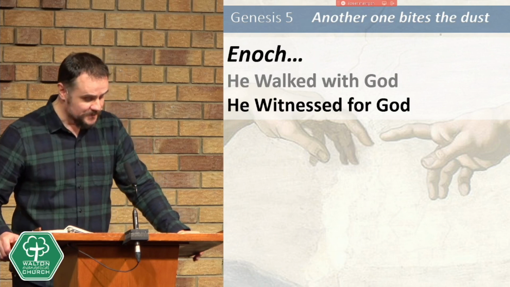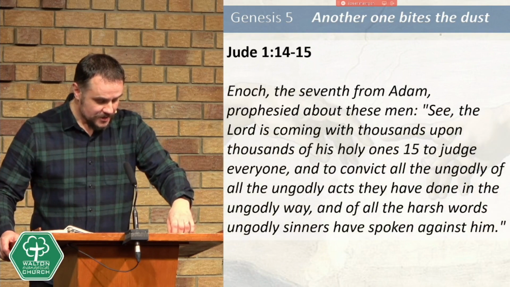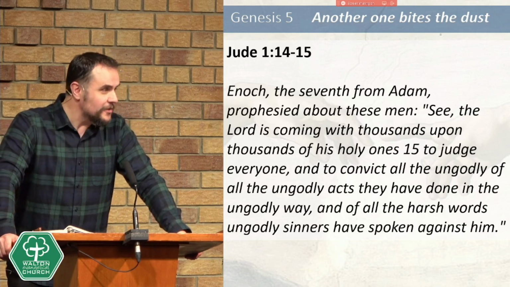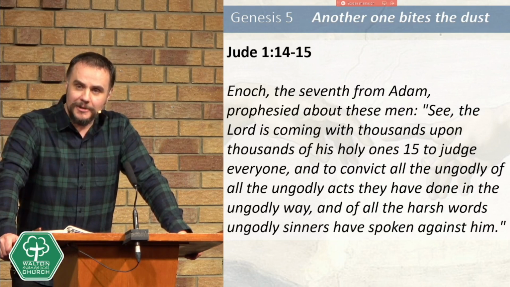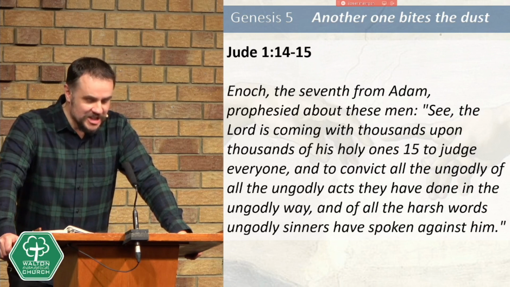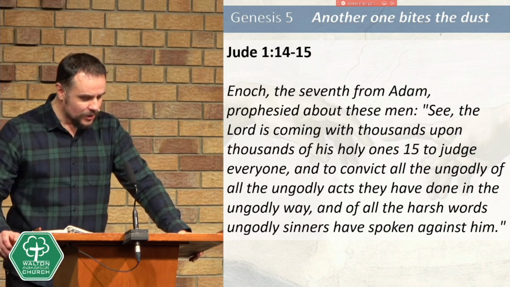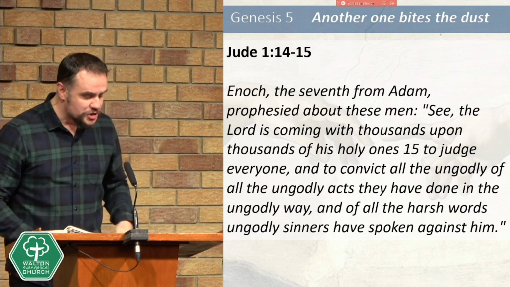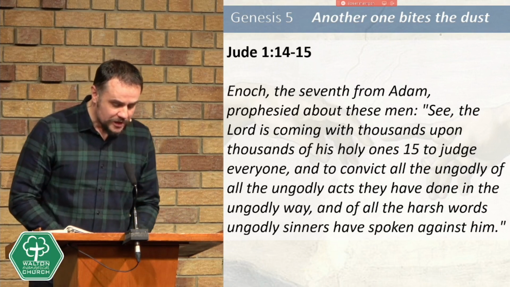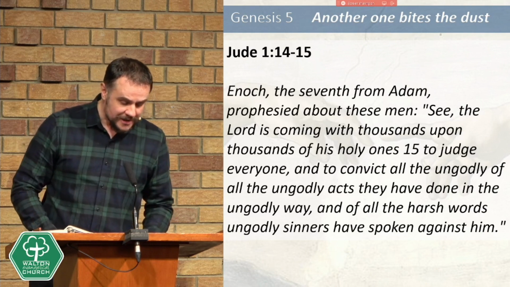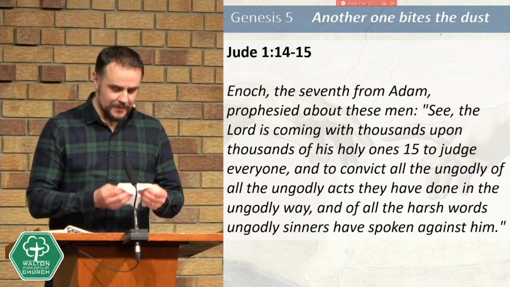It's in the book of Jude. I'll pop it up on the screen there. Jude, verses 14 and 15. Listen to this. Enoch, the seventh from Adam, prophesied about these men. And he's talking about the wicked generation that he lived in, which is like ours. "See," says Enoch, "the Lord is coming with thousands upon thousands of his holy ones to judge everyone and to convict all the ungodly of all the ungodly acts they have done in the ungodly way, and of all the harsh words ungodly sinners have spoken against him."